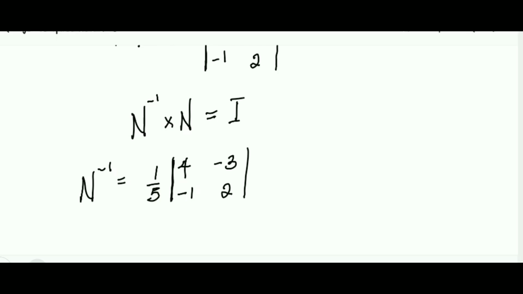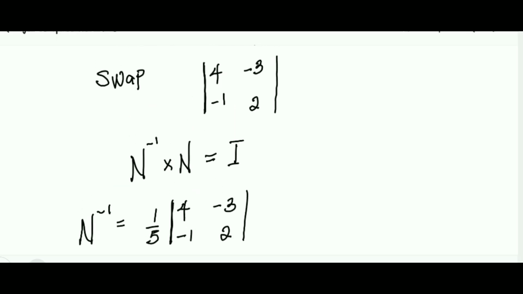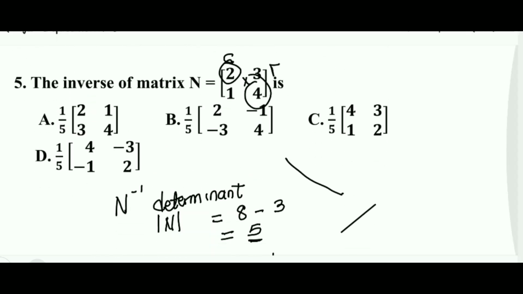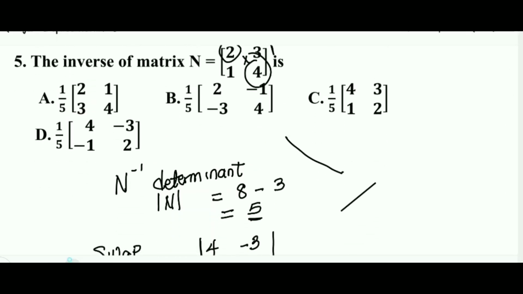Remember, the process, first of all, is for you to find the determinant. When you find the determinant, the next thing is to swap the diagonals and then you change the sign of the right diagonal. So we have this as the answer, and that would probably be option D.